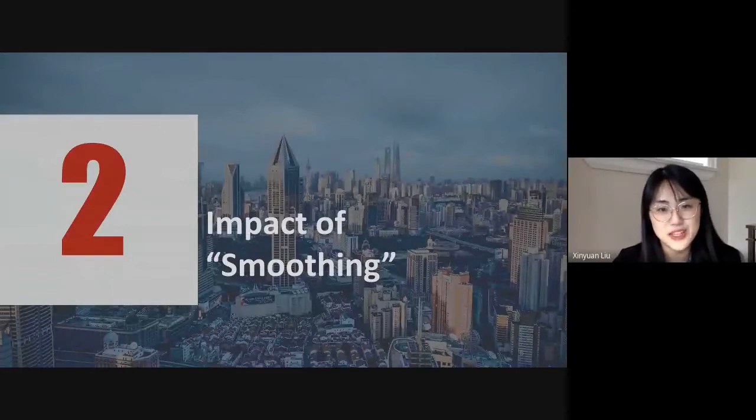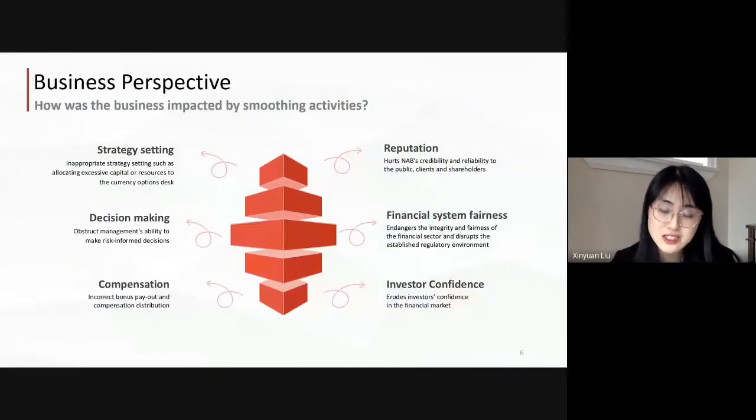To discuss the impact of smoothing, we will look at this from three angles. First of all, from a business perspective. Since the true financial condition is being concealed, it can mislead NAB to set an inappropriate business strategy in a way that, on a general level, it can cause the business to misallocate capital and resources to each business line. And on a more granular level, each business line or unit might not be able to make their own optimal and risk-informed decisions. In addition, employees in this case are also not being fairly compensated or even penalized for their performances. On the reputational side, their smoothing activity will significantly hurt the bank's credibility and reliability to all relevant stakeholders. And lastly, NAB's size is also large enough to disturb the integrity and fairness established by the local regulatory agencies in the financial system, and ultimately hurting investors' confidence in the local financial market.